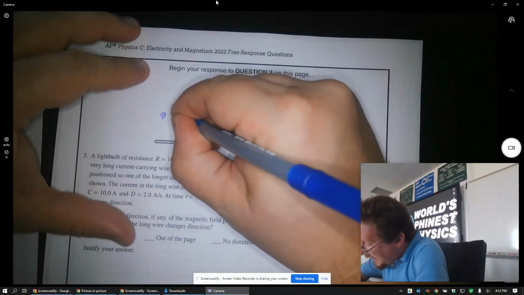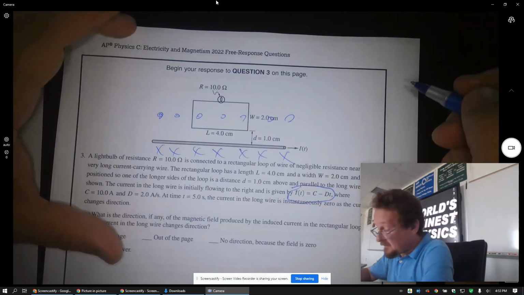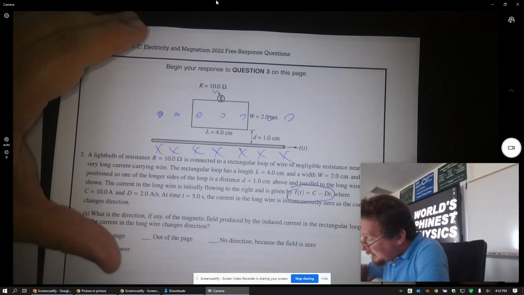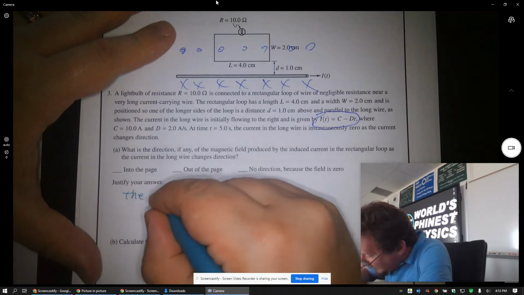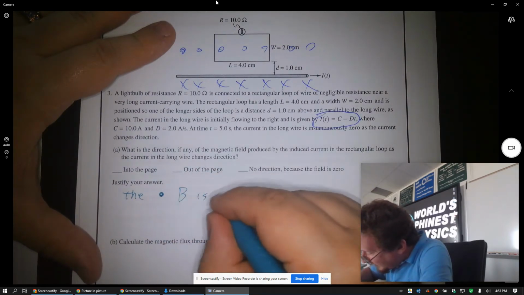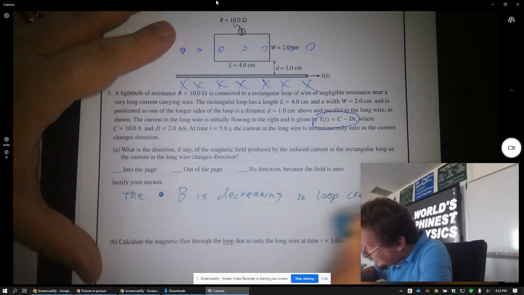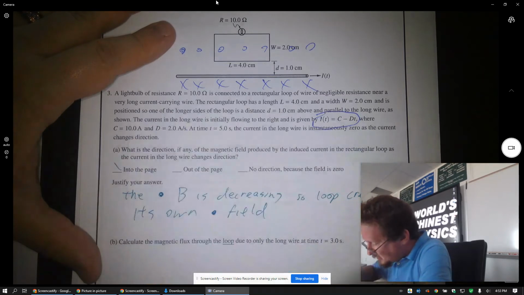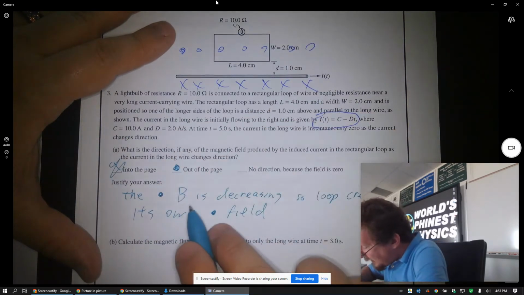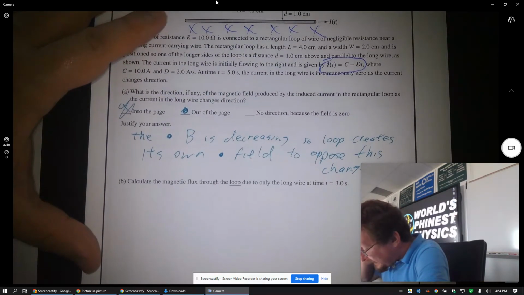And you'll notice that you've got some dots coming out up here. X, X, X, X, X, X, X. It's going to start getting really X here coming up. Just you wait. All right, and what are we doing? Is this decreasing with time? So the into the page magnetic field is decreasing. So the loop creates its own out of the page field to oppose this change.